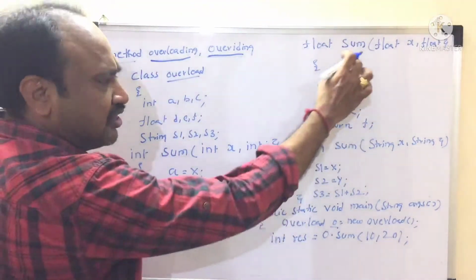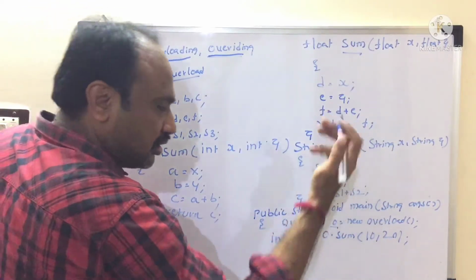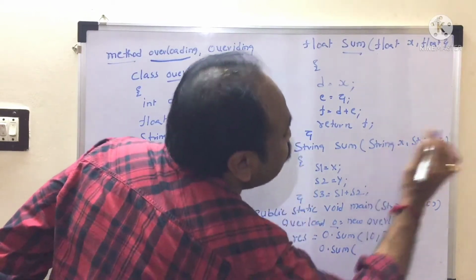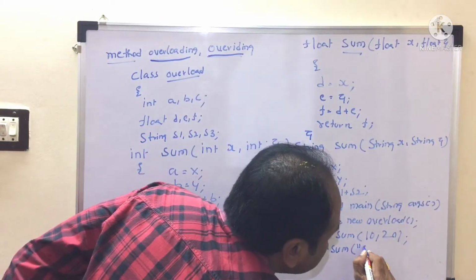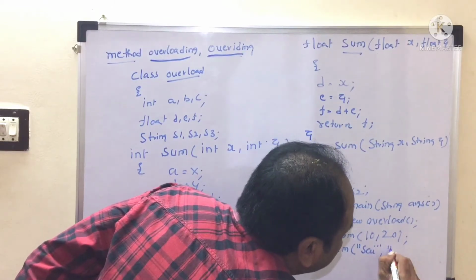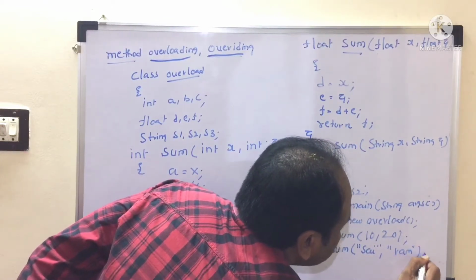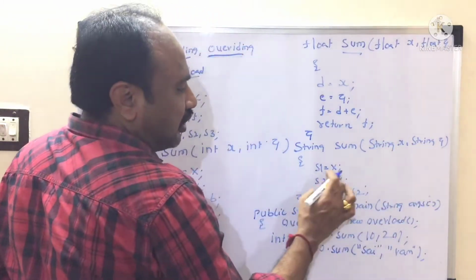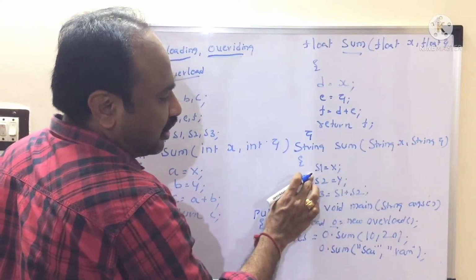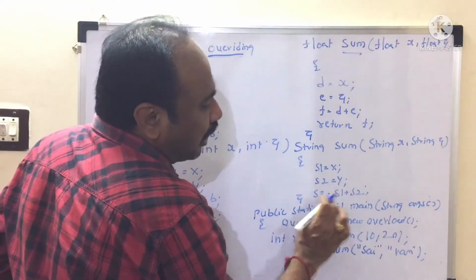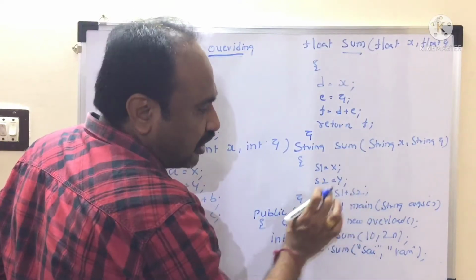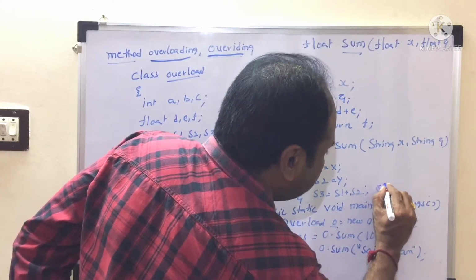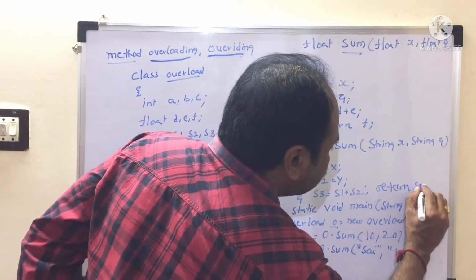Next, you can call this or this, no issue. Again o.sum. It is going to use two string parameters. How do we have to provide a string? Double quotes. Sai Ram. Okay. Sai is passed to x, Ram is passed to y. That means x value Sai is stored under s1, Ram is stored under s2. I am adding Sai and Ram. We get Sai Ram, we have to return this value. Return s3, because it has to return a value.